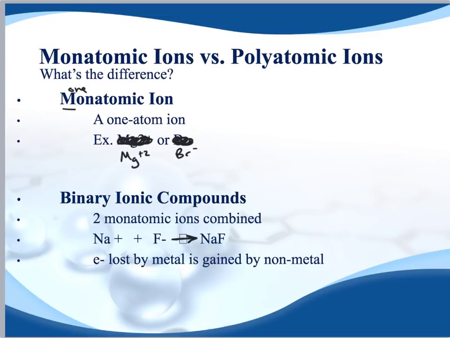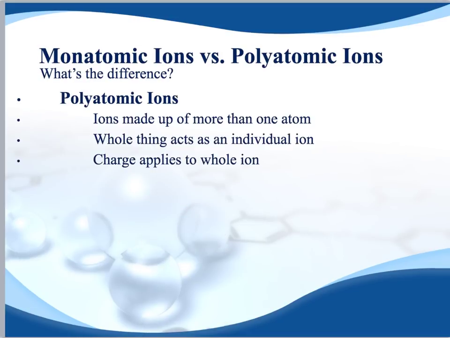So, for instance, this one here, this plus sign should be up here for sodium. A sodium ion plus a fluoride ion react in a 1-to-1 ratio to give you sodium fluoride. We'll learn how to name it here in a moment. The electron is lost by the metal and is gained by the nonmetal. It physically loses it and is gained by the nonmetal. So in ionic compound formation, the metal loses the electron, the nonmetal gains the electron.